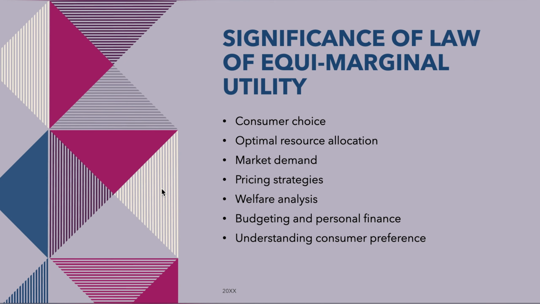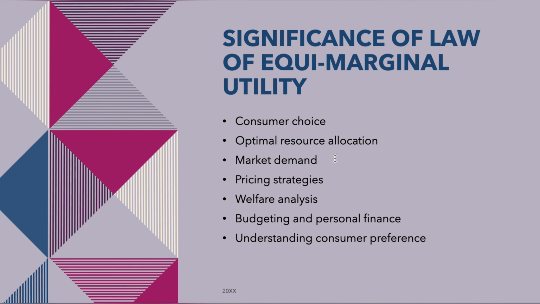Moving up, we have the significance of this law. This law helps us to understand consumer choice: how a consumer behaves, what goods he purchases, and what determines his behavior and his choices. Then, optimal resource allocation: how a consumer allocates his goods in such a way that the combination is optimal, is perfect, and yields him the maximum satisfaction. Then we can also understand market demand through this law, because we can realize how different persons buy different goods and what allocations they buy for themselves.